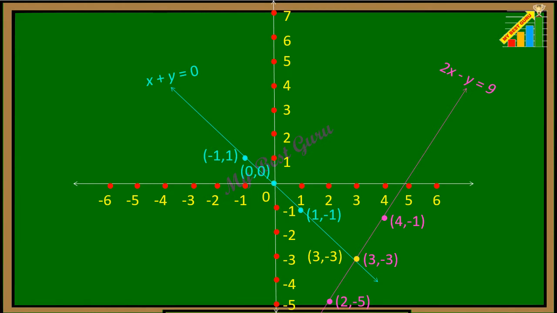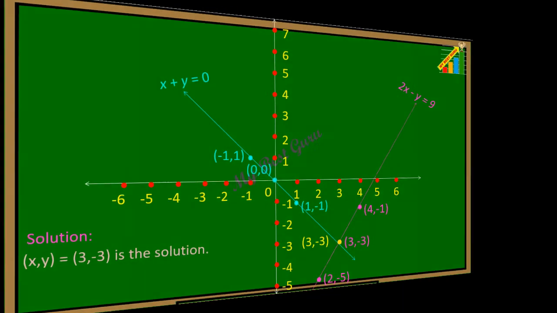And third is 4 comma minus 1. So it is 4 and minus 1. So this is the line for equation number second. So write down the equation 2x minus y is equal to 9. So you got the point over here. So this point is 3 comma minus 3. So you got the solution. x comma y is equal to 3 comma minus 3 is the solution for these two equations.